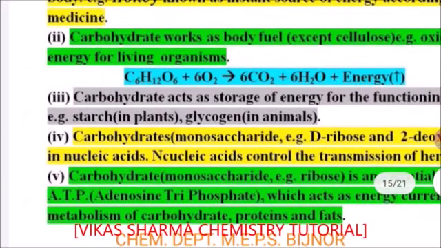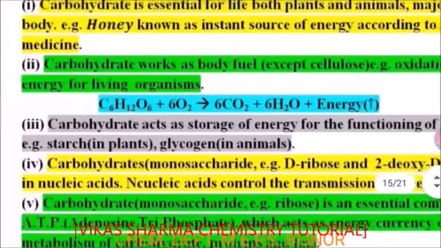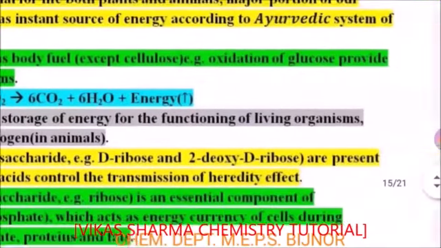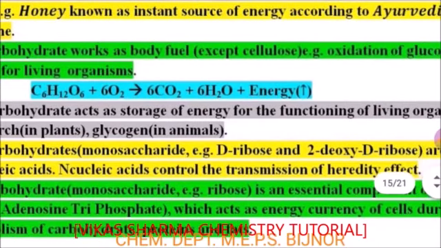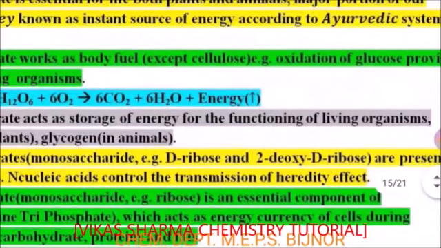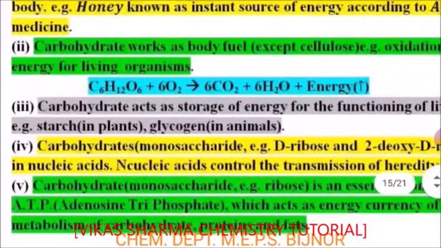The fourth main function is that the carbohydrate monosaccharides D-ribose and 2-deoxyribose are present in nucleic acids. Nucleic acids control the transmission of hereditary effects. This type of sugar is found in nucleic acids. In the biomolecules chapter, the last segment on nucleic acids is based on this topic, so we can discuss this point. The fifth main function is that the monosaccharide ribose is an essential component of adenosine triphosphate, which acts as the energy currency of cells during metabolism of carbohydrates, proteins and fats.